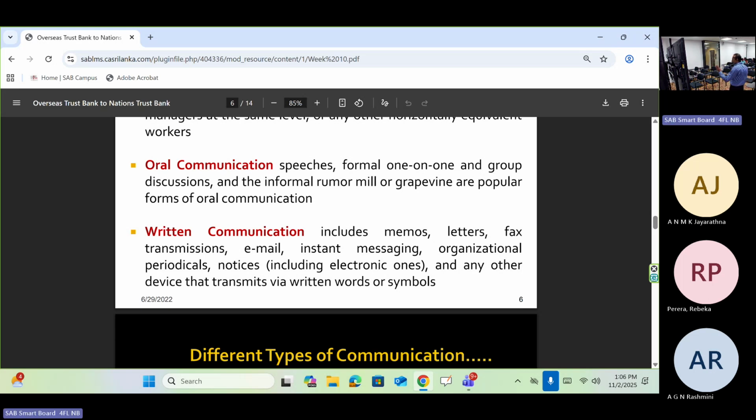Written communication includes written presentation of the message, no? Through memos, letters, fax, emails, SMS, organizational periodicals, notice boards, the electronic screens, notice board, very good. Any other device or method to present the message in written words or symbols.